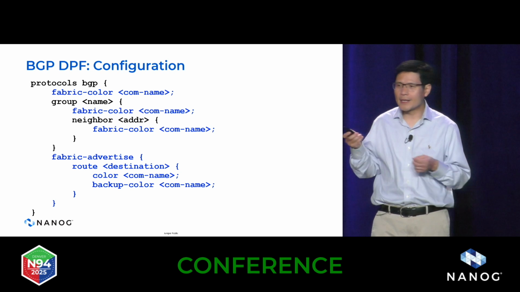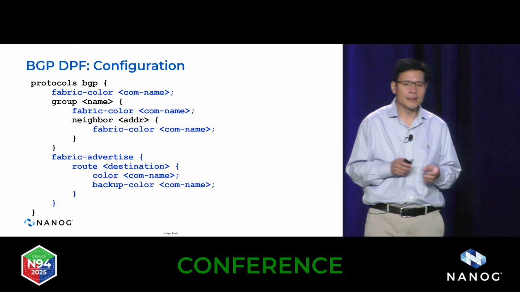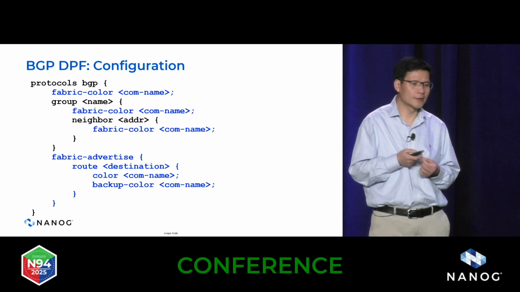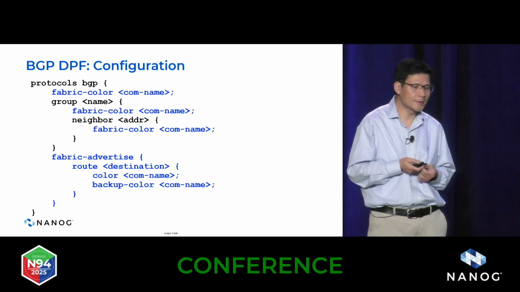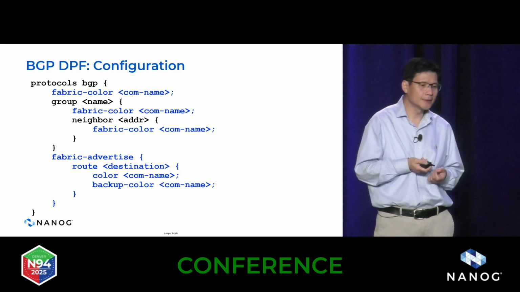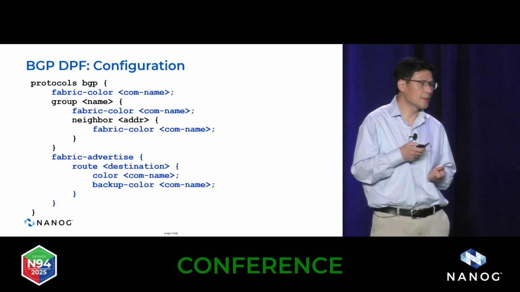Once the sessions are counted and the fabric is partitioned into multiple counted fabrics, now the task is to count the route. This can be done through a single command called fabric advertise. With this command, you can specify a route, and you can specify a kernel, or optionally, backup kernels.